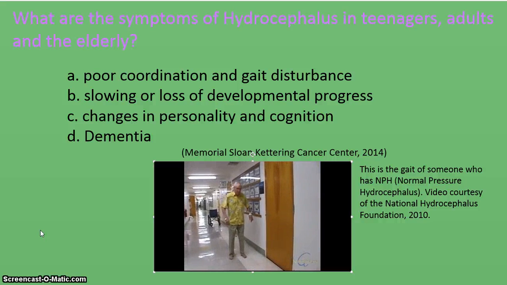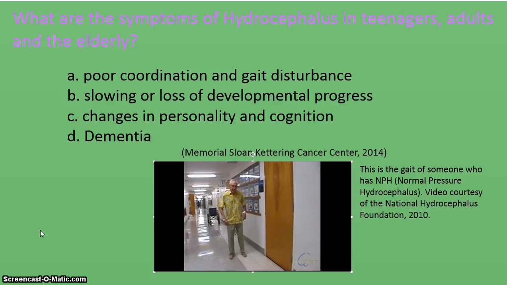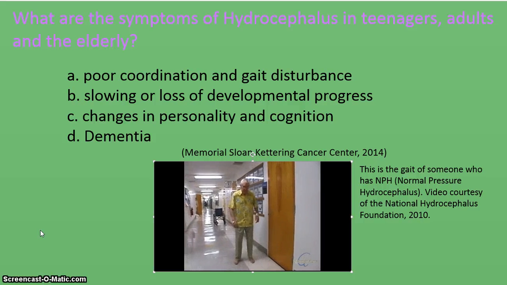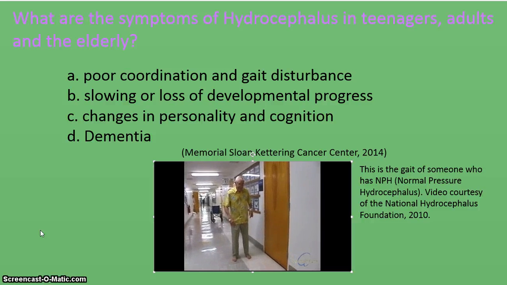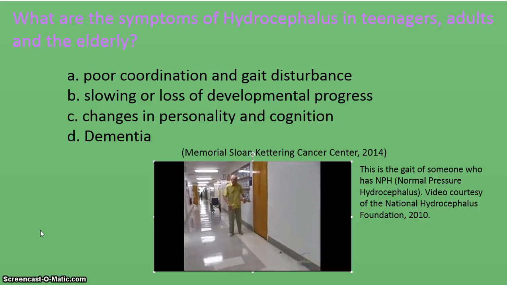Another symptom of hydrocephalus in teenagers, adults, and the elderly is slowing or loss of developmental progress. Also, changes in personality and cognition may come with somebody with hydrocephalus. And finally, dementia is another symptom of somebody with hydrocephalus.